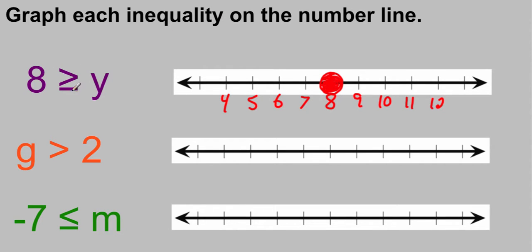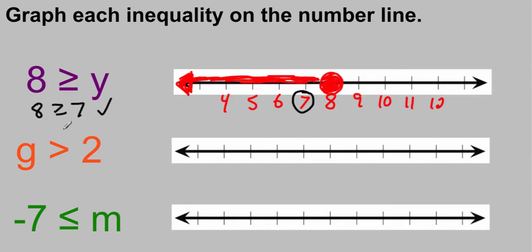And then here's where you really have to be careful. 8 is greater than or equal to y. So if 8 is greater than y, that means y is less than 8 if we read it backwards. So I want numbers that are less than 8. So I'm going to shade in numbers that are to the left, that are smaller than 8. And then we check. So let's take 7. Is 8 greater than or equal to 7? Well, of course 8 is greater than 7, so we are good.